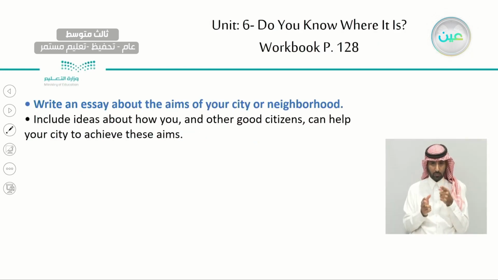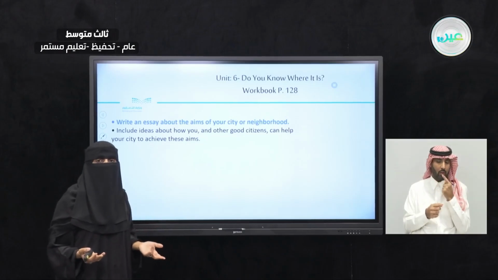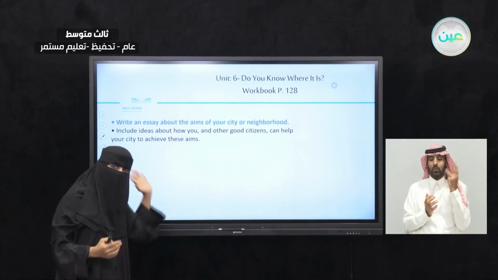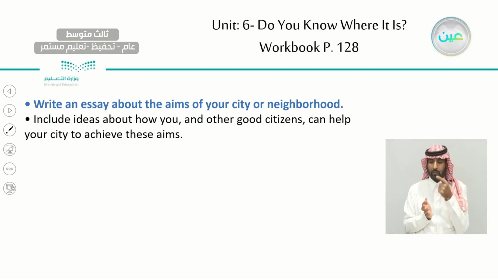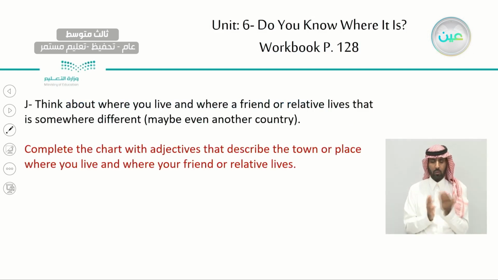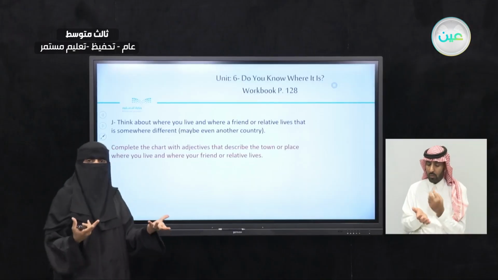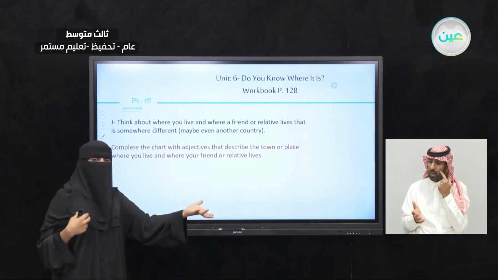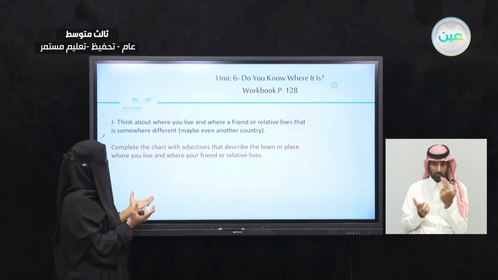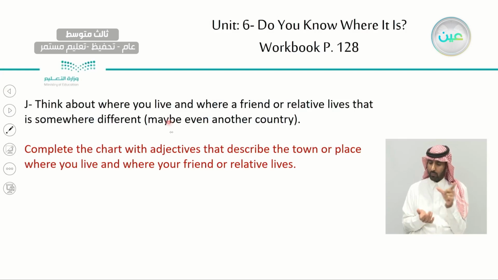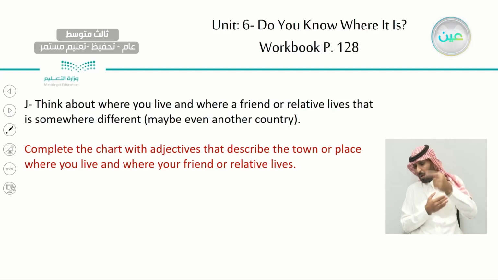Okay? Previously in our lesson, I told you to do two homeworks, page 128 and the writing. The writing we just went over together, and we talked about it. I showed you an example. Okay? And for the homework, page 128, we have exercise J. Think about where you live and where a friend or a relative lives. Okay, so he wanted you to think about two places. A place where you live and another place where one of your relatives or a friend lives. Okay? And then somewhere different. Maybe even another country, even if your friend or a relative is in another country.